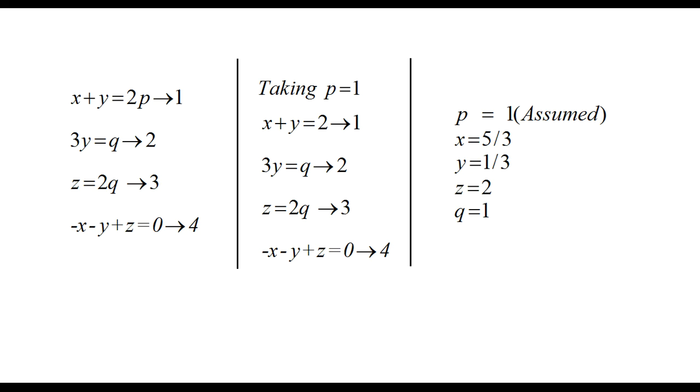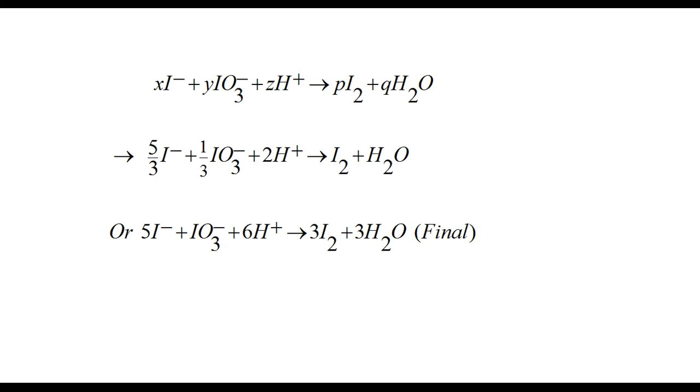So ultimately, by solving the equations, the values we have got for the rightmost column are p equals 1, because we have already assumed it, x equals 5 by 3, y equals 1 by 3, z equals 2 and q equals 1. Now applying the coefficients over their places, we are getting 5 by 3 I⁻ + 1 by 3 IO3⁻ + 2H⁺ gives I2 + H2O.